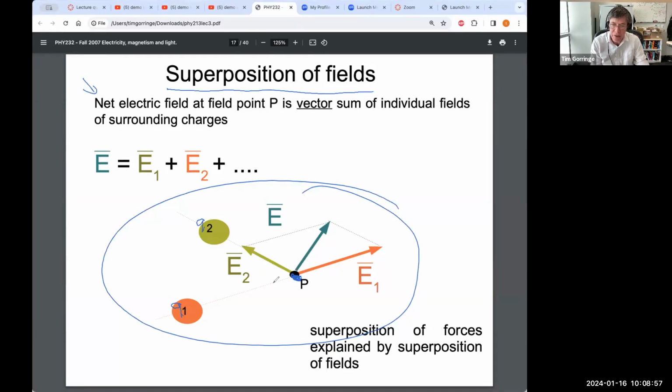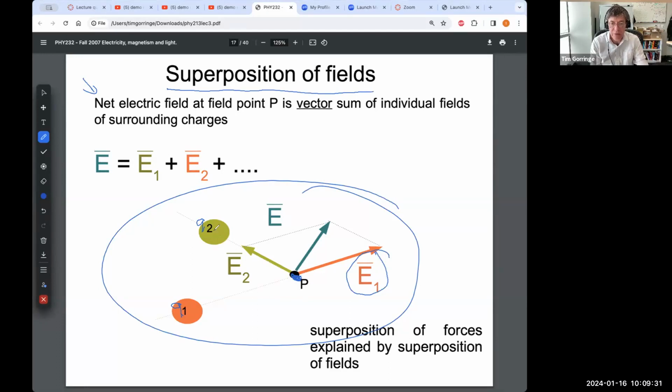I tried to picture that here. E1 is the electrical field due to the charge over here on the bottom left. Since it's pointing away from this charge, we know that this orange charge must be a positive charge. At this location, the field looks like this arrow, meaning it has a strength represented by the length of the arrow and a direction represented by the orientation of the arrow. So that's one of the component fields.